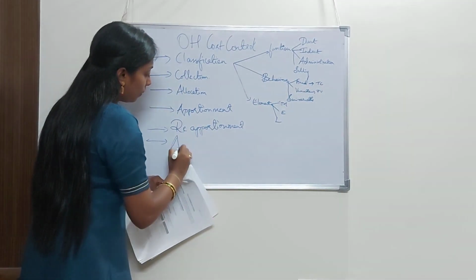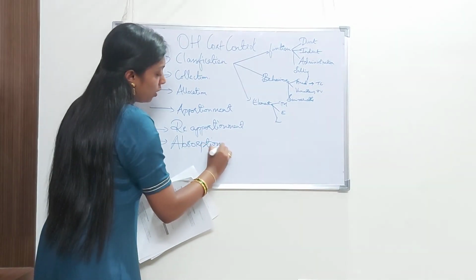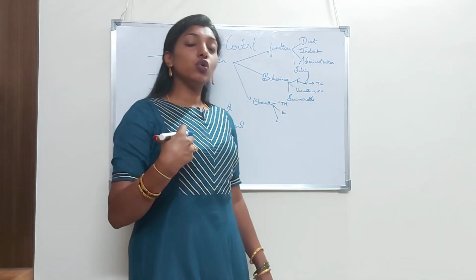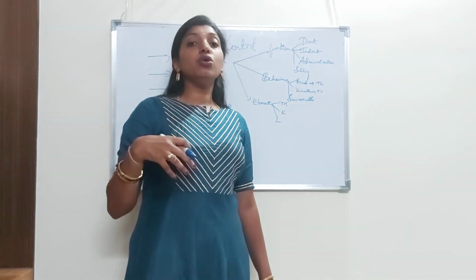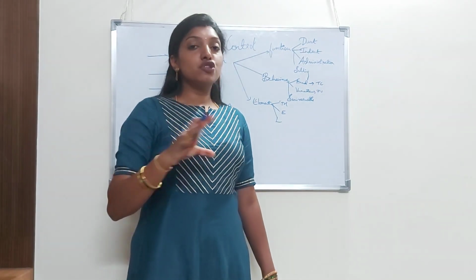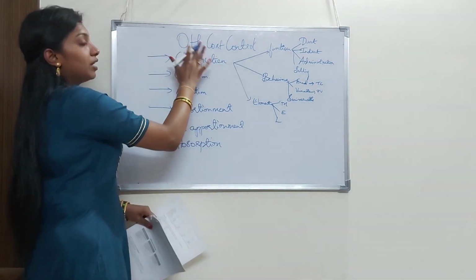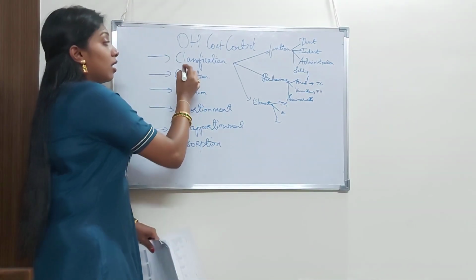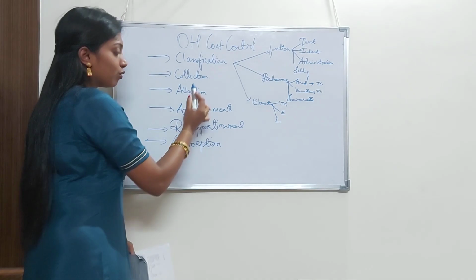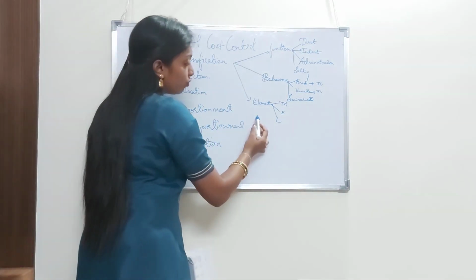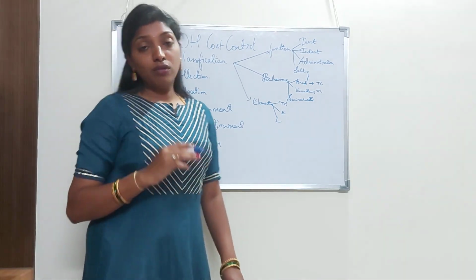So after reapportionment, then you are going to have absorption. So under absorption, we are going to absorb the service department expenses into the production department expenses. So we are going to consolidate. So these are the 6 steps involved in overhead cost control: classification of overhead, collection of overhead, allocation of overhead, apportionment of overheads, reapportionment of overheads, and absorption of overheads.